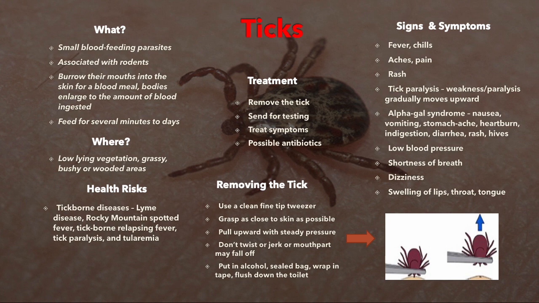The procedure for removing the tick includes using a clean, fine-tipped tweezer, grasp as close to the skin as possible, pull upward with steady pressure. Don't twist or jerk or the mouth part could fall off. Put in alcohol, seal the bag, wrap in tape, and flush down the toilet.